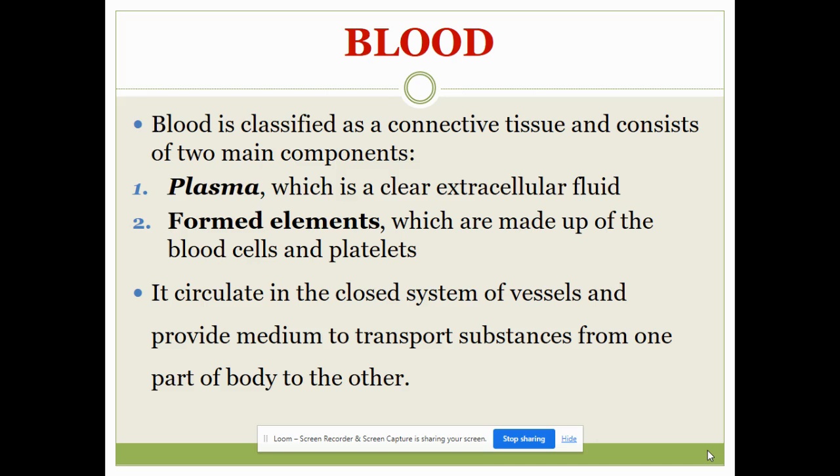Plasma is a clear extracellular fluid, and the formed elements are made up of the blood cells and platelets. It circulates in the closed system of the vessels and provides a medium to transport substances from one part of the body to the other.